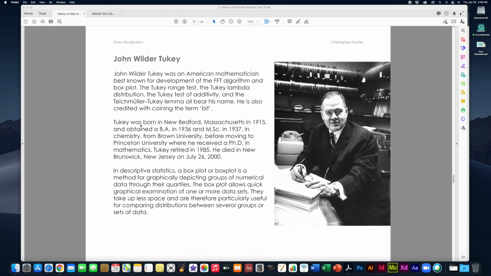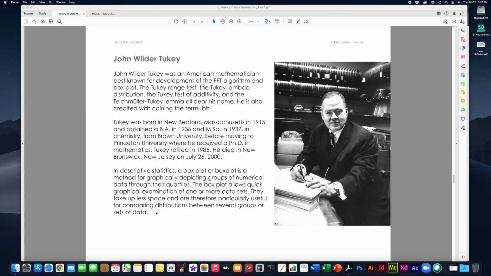And so Tukey was born in New Bedford, Massachusetts in 1915, and he went to school at Brown University, where he received his master's in science, and then he moved to Princeton University, where he received his PhD in mathematics. Like I say, he was a mathematician, not an artist, not a designer, but of course, data visualization is both equal parts mathematics and equal parts design. He retired in 1985 and died in 2000, so he is pretty current.